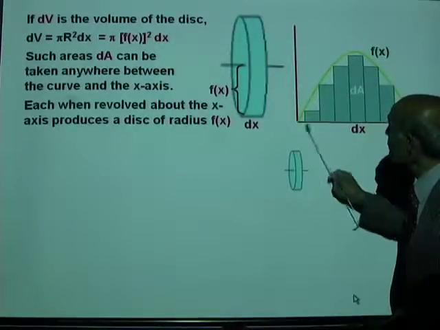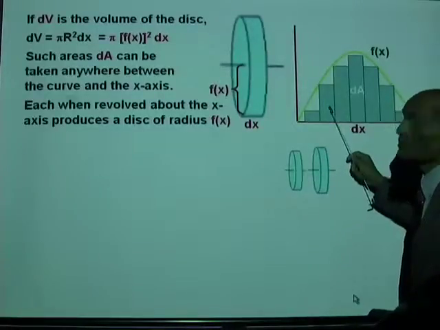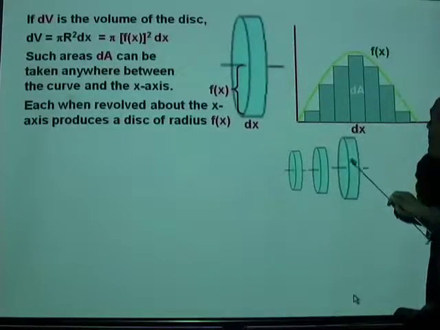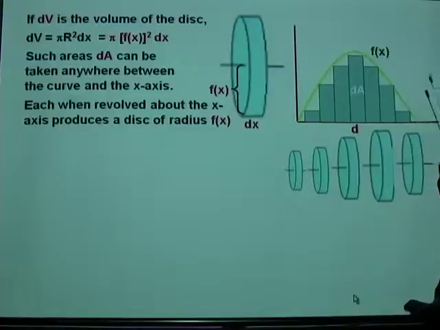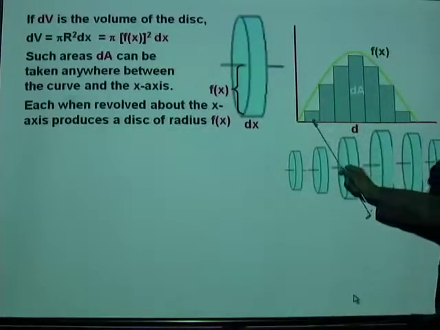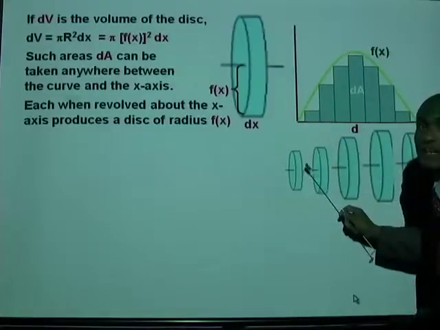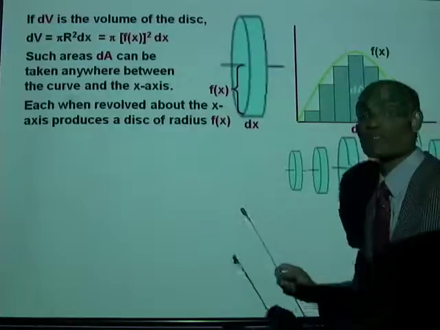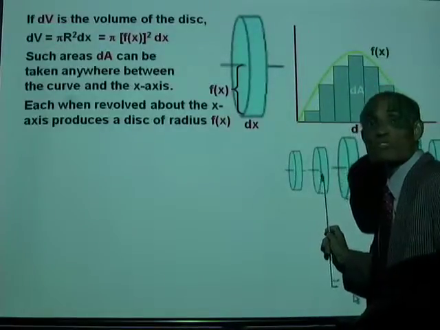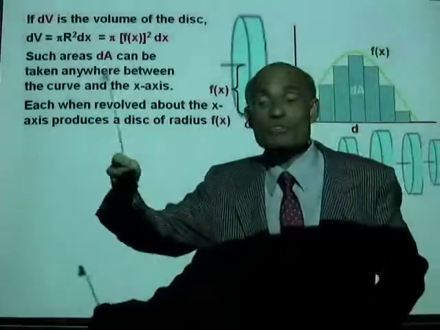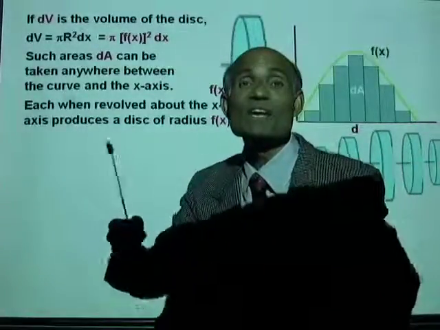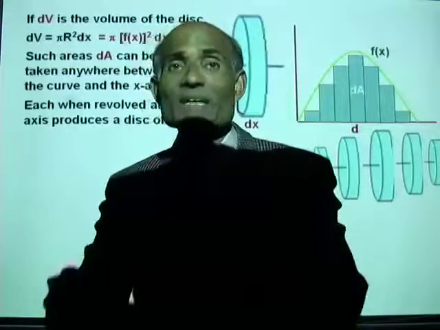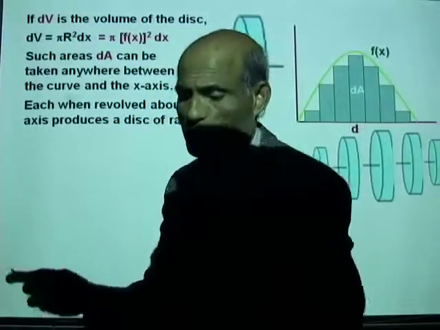So, if you revolve this, you produce that disk. If you revolve this about the x-axis, you produce this disk. If you revolve this, you produce that disk. And so on. You can see each of these revolved about the x-axis will produce a separate disk. That means if you can find the volumes of each of these disks and add them all together, what you are obtaining is the total volume of the solid generated when I cut this into pieces.